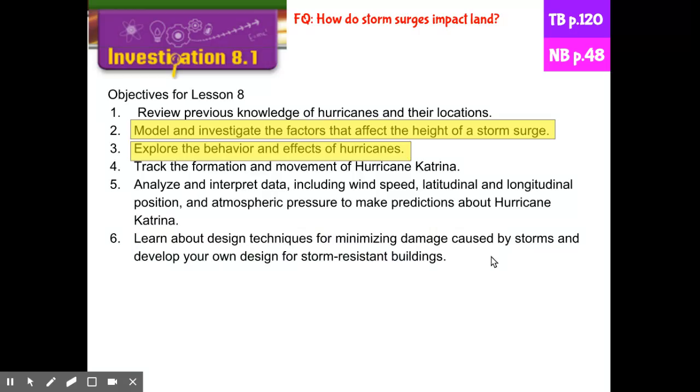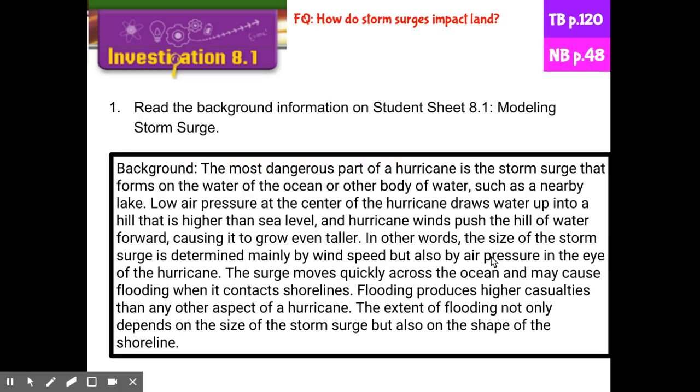And then Investigation 8.1 today. We're going to be modeling and investigating the factors that affect the height of storm surges, and we're going to explore the behavior and effects of hurricanes. We're going to read student sheet 8.1, Modeling Storm Surge. You're going to read the background in class here.